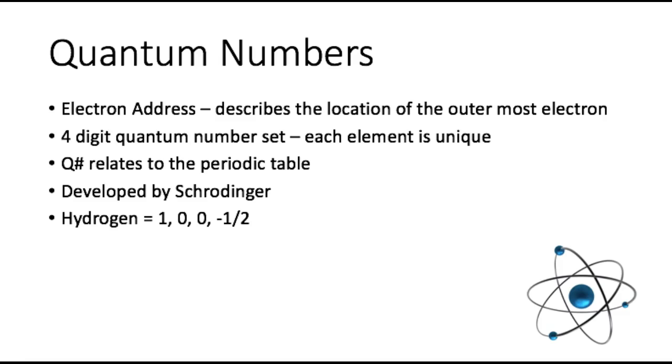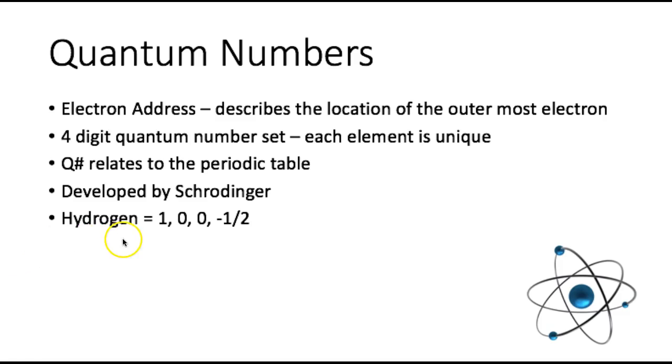So just like you put down a zip code to let people know where a letter is going to when you send it in the mail, this quantum number is like that last electron zip code. It tells us where to look to find the last electron in an atom. It's a 4-digit number set, and it's unique for each element of the periodic table. The quantum number relates to the periodic table and was developed by Schrödinger.